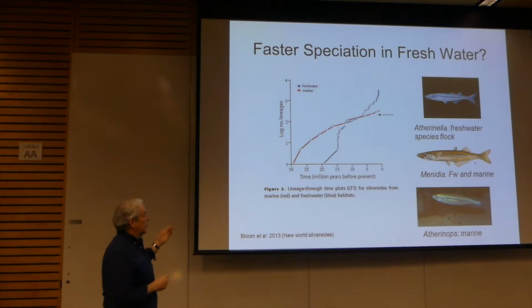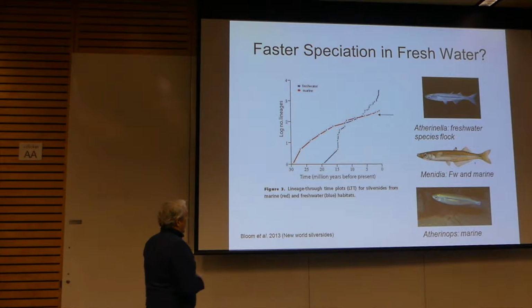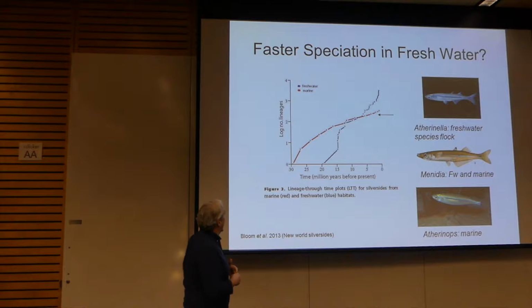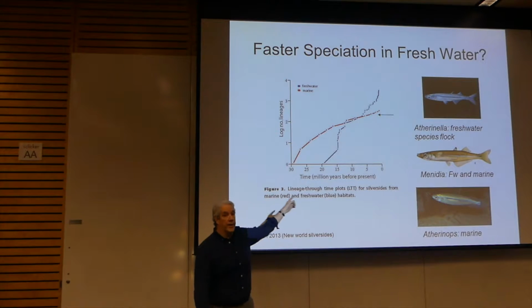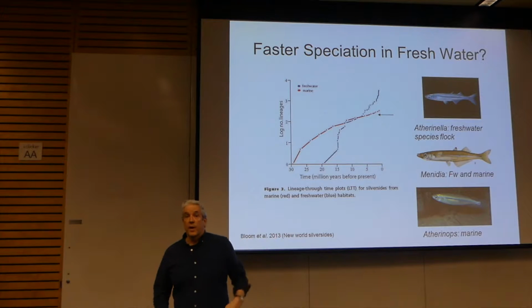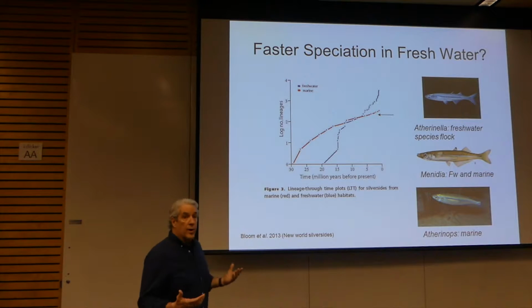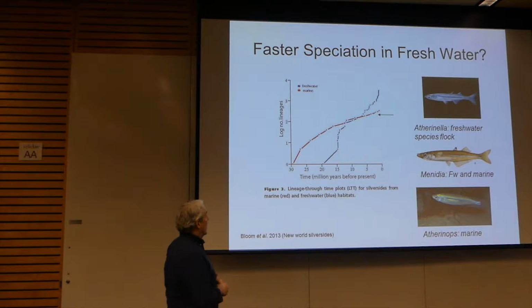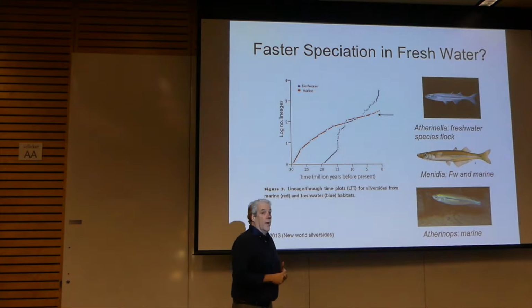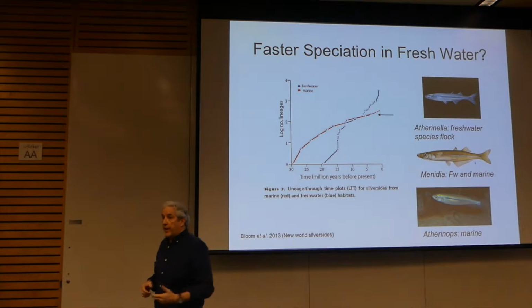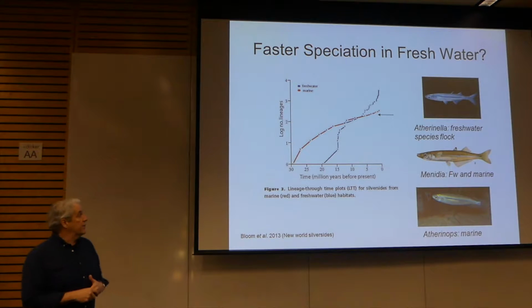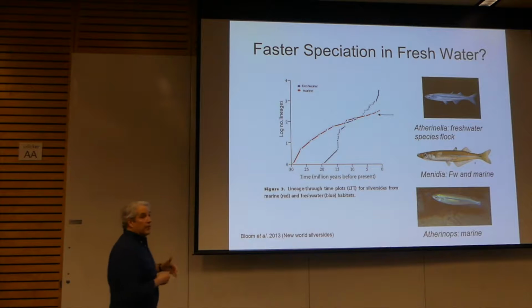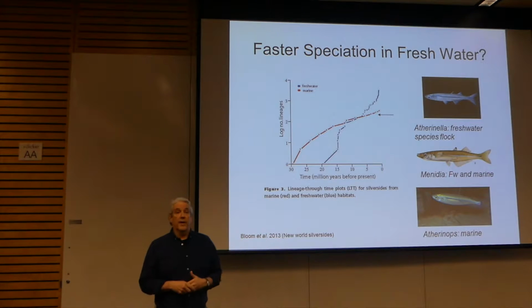And this is work by Devin Bloom out of Nathan Lovejoy's lab at U of T. And it's just showing the number of lineages on the y-axis accumulating through time from the past to the present, with the blue being freshwater lineages of these silversides and marine fishes in the red. And you can see in this particular case, they provided statistical evidence for the fact that lineages were diversifying faster in freshwater than in marine systems.